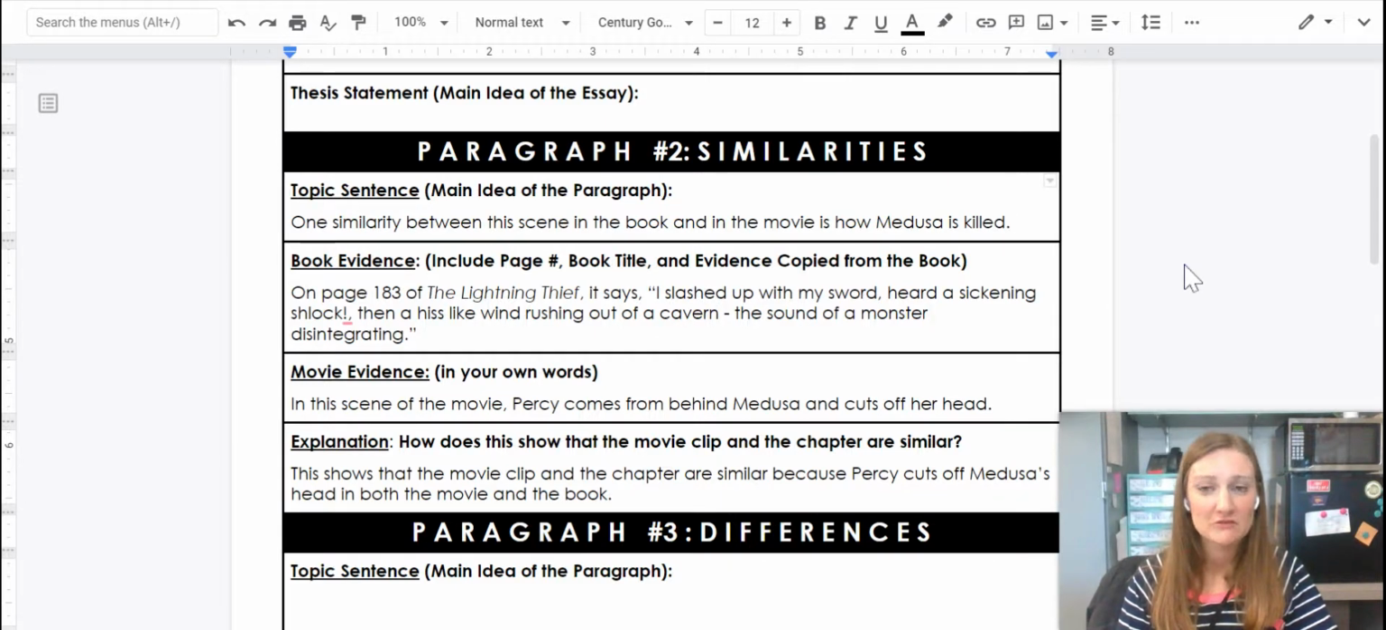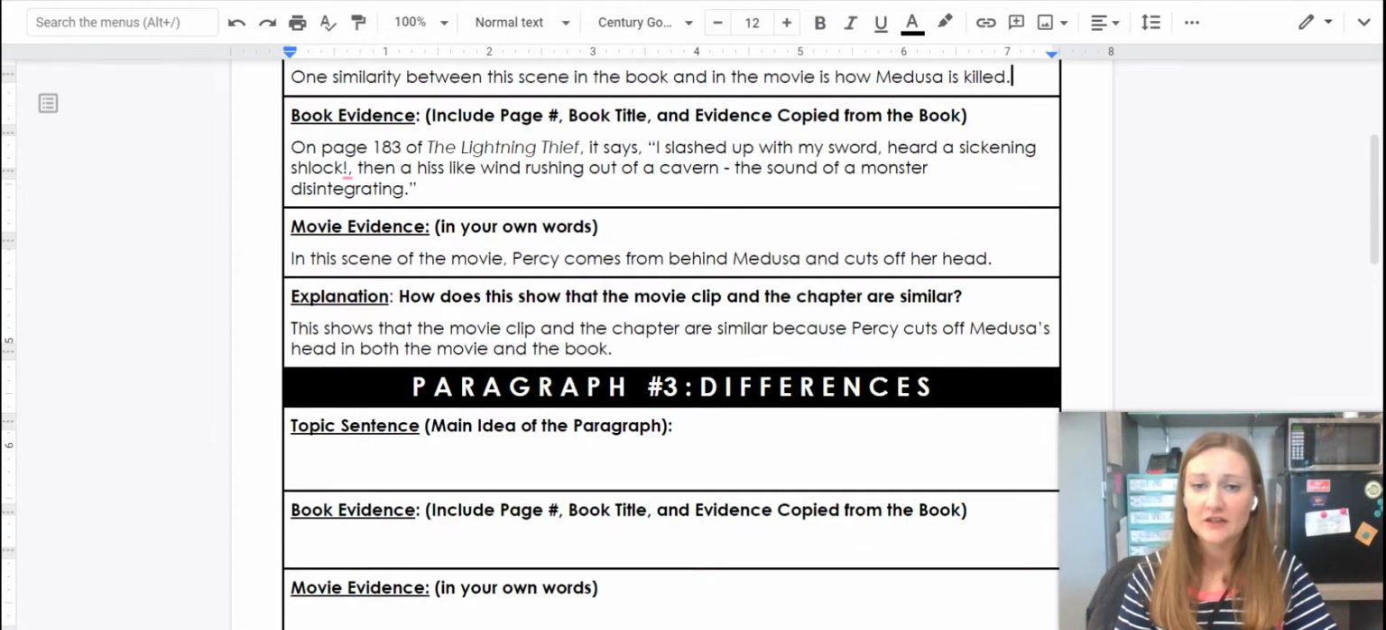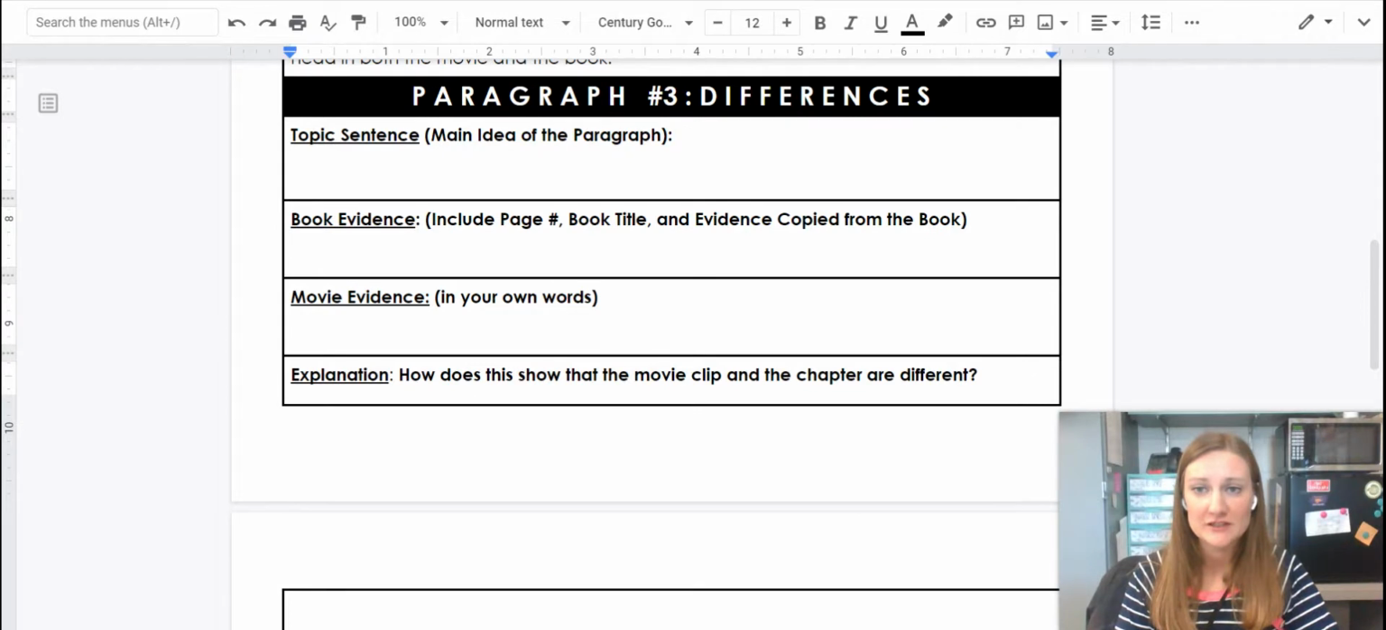Okay, so now that we've written our practice paragraph about the similarity between the book and the movie, we're going to scroll down and move to paragraph number 3, and we're going to talk about a difference between the Medusa scene in the book and in the movie. So same thing, you should have your screen split so you can see your essay document and you can see mine at the same time. Copy what I do, what I put into my chart, you should be putting into yours as well.